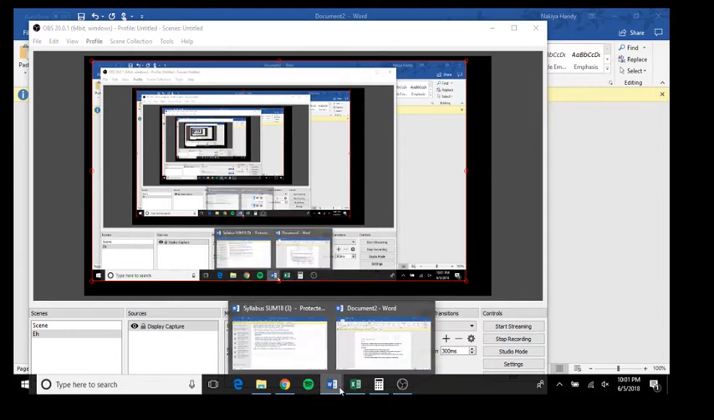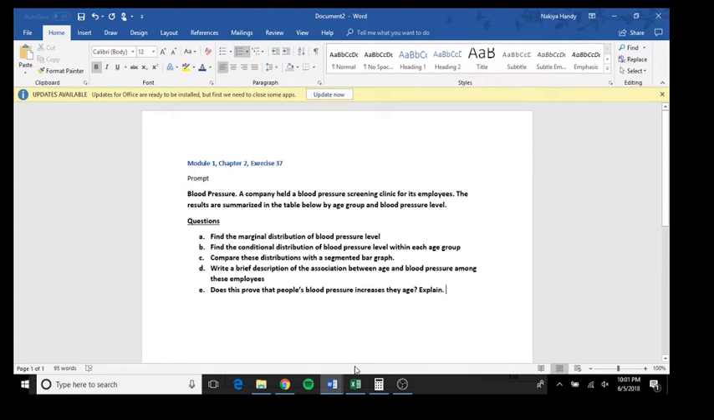So I am going to do Module 1, Chapter 2, Exercise 37, and for my prompt, it's about blood pressure. It says, a company held a blood pressure screening clinic for its employees. The results are summarized in the table below by age group and blood pressure. So the first question that I need to do is find the marginal distribution of blood pressure level.